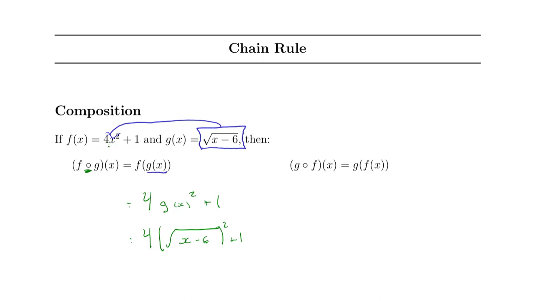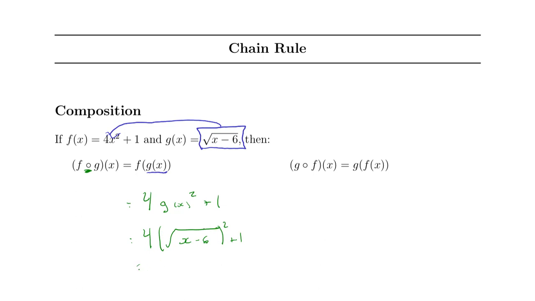Normally we evaluate these functions at numbers. Like maybe we could look at f of 1 and we'd say 4 times 1 squared plus 1. And if we were looking at f of negative 7, we'd say 4 times negative 7 squared plus 1. We can evaluate this function at another function by putting the square root of x minus 6 in place of x.